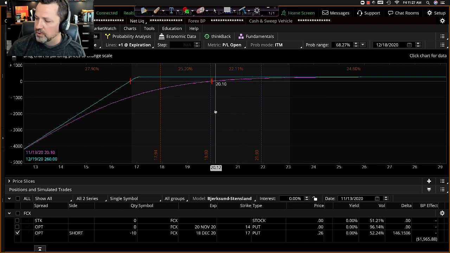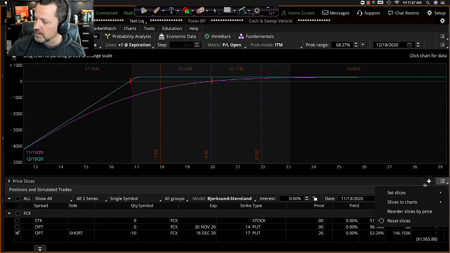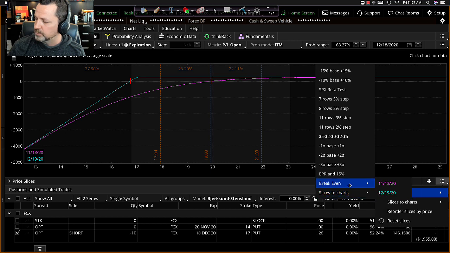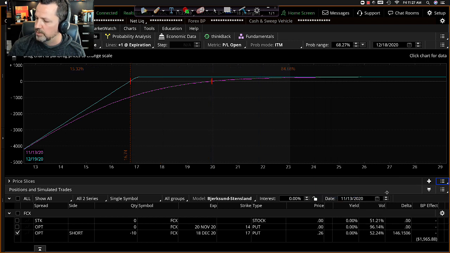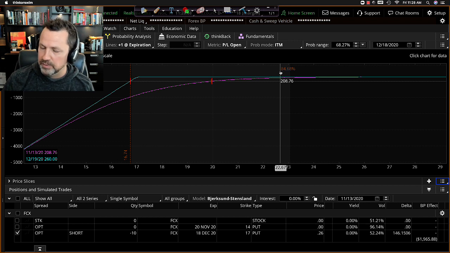And so now we've got that trade in there, and I'm going to go ahead and set this price slice to break even. And I'm going to put it on the chart. So I'm basically going to set the one price slice to break even. And based off of today's date and the expiration date and the current measure of implied volatility, they're giving me an 84.68% probability of that stock expiring worthless, meaning expiring out of the money there. So I'm pretty comfortable with that as well.